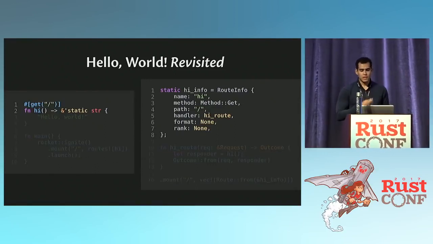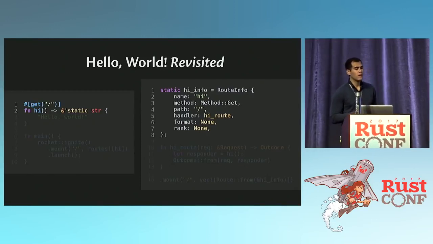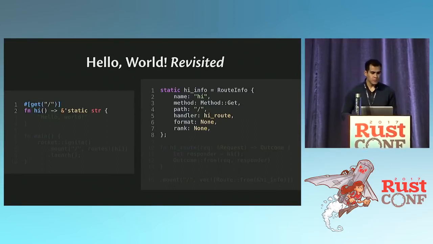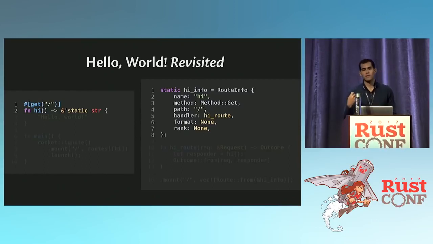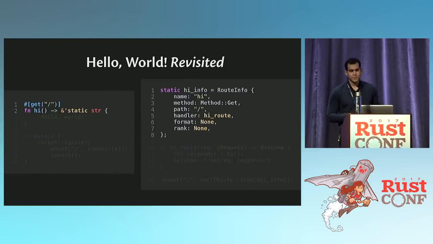So the first thing that happens is Rocket takes your route attribute and the signature of the function and generates this route info structure. And really, you can sort of just map it directly. You can see exactly how the mapping works. It takes the name, makes it a string, takes the method, makes it an actual method type, takes the path, puts it in a string. This handler we'll talk about in a second, and format and rank are other aspects of Rocket that we don't have time to talk about.